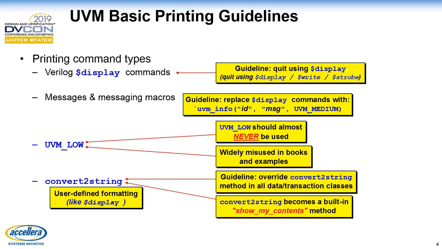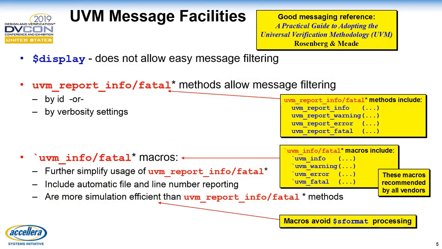Convert to string, you should override the convert to string because this is where you would put what you would normally put in a $display type command. It's basically a built-in show my contents method. So when it comes to message type facilities, one of the places where I went to and learned quite a bit about the topic was the book by Sharon Rosenberg and Kathleen Meade. They had a good discussion of this topic.